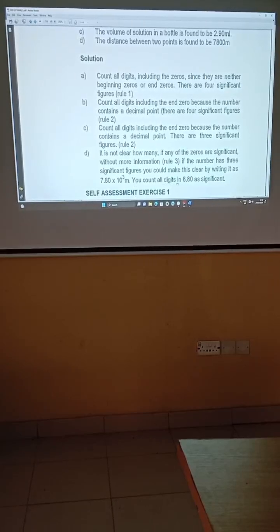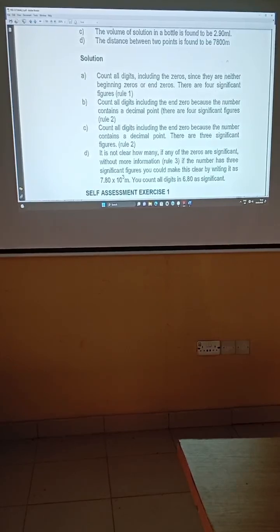So you count all digits in 7.80 as significant. So the number of significant figures in 7,800 is 3 and not 4. Because most of us might be tempted to think that since we have said before that zeros after real numbers are significant, we might just say 1, 2, 3, 4, which is wrong. So since there's no decimal point anywhere here, it's often advised for you to convert it to scientific notation before you take your final decision.